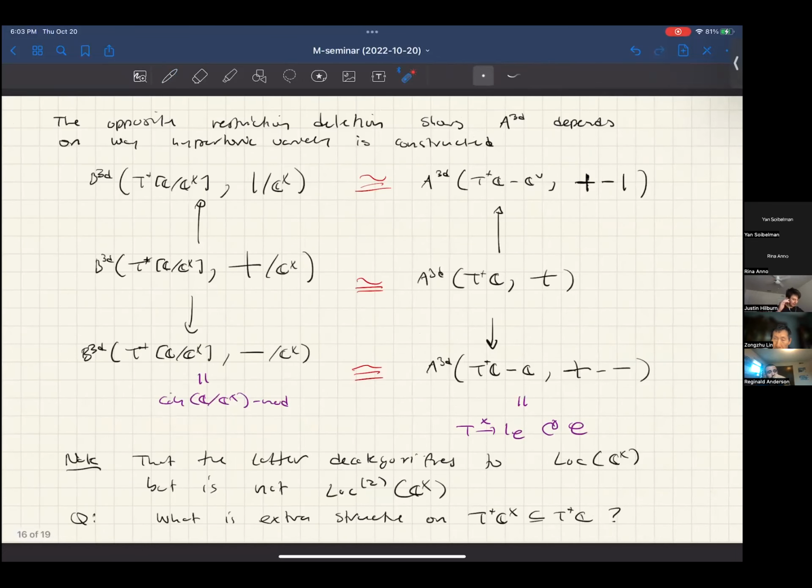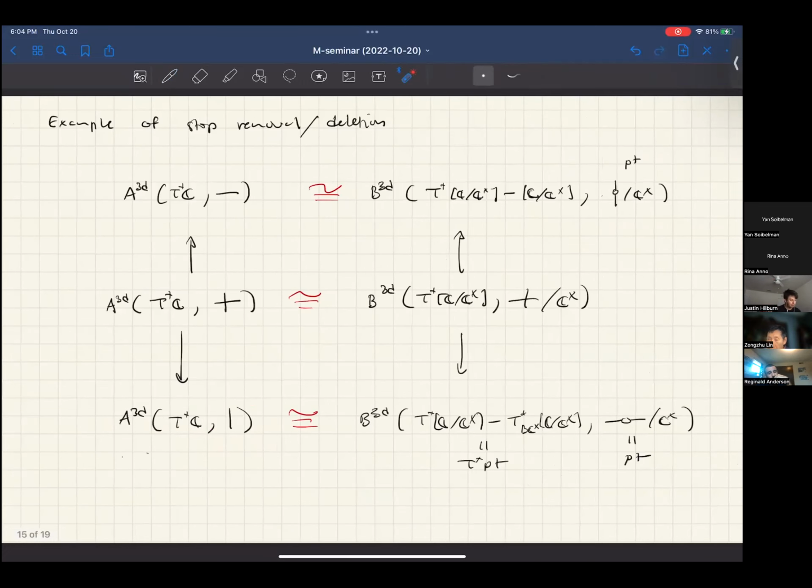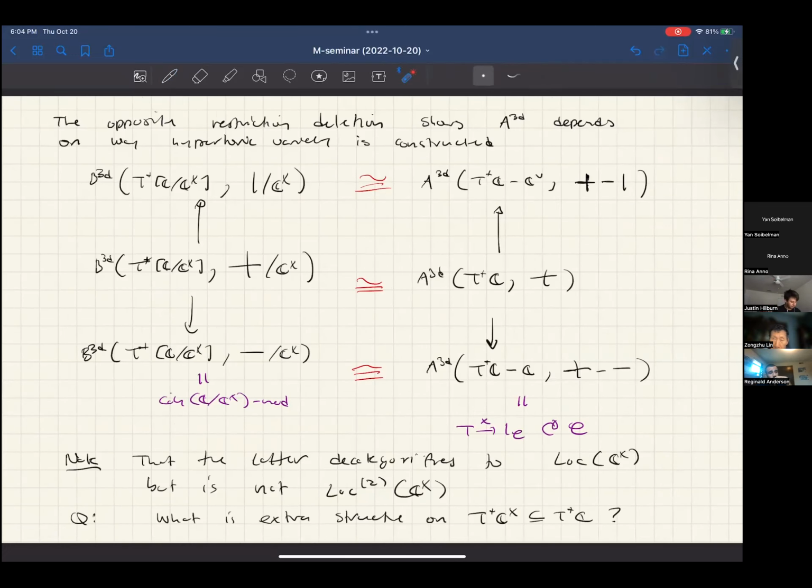And so one can do this in a slightly more complicated context. So you can do the same thing where I swap A and B. Or sorry, where I swap whether I'm doing the restriction or deletion on the A side or the B side. And this one is actually extremely interesting. So here I can take T star C, T star C mod C star, and I can just remove a component from the skeleton.